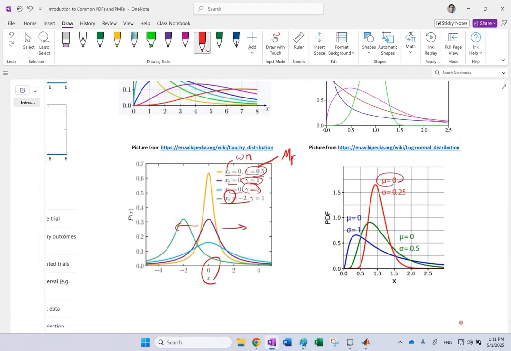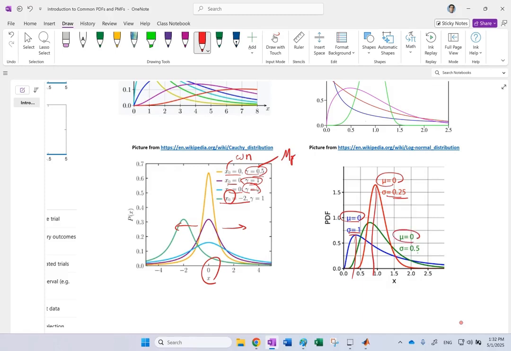So this is mu of 0. This is mu of 0. Look, they both have mu of 0. This is sigma of 0.25. This is sigma of 1. So even sigma can change the location of the mode. Not only the shape, also the location of the mode.